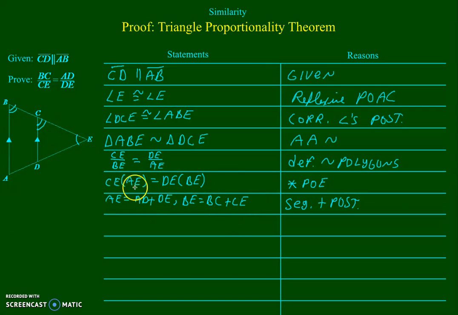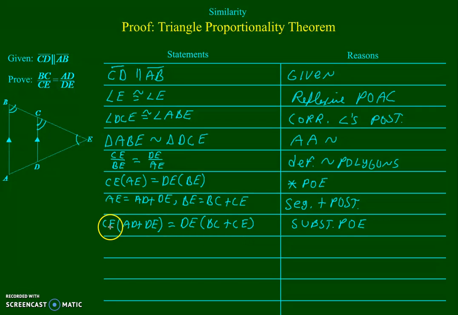Now we're going to perform a substitution. We're going to substitute this in for this and this in for this. And that's going to give us a new relation for this. And we're going to use that as the substitution property of equality. So again, what we've done is we've taken this AE and substituted it for this version of AE right here. We've taken this BE and substituted it for this version of BE right here.